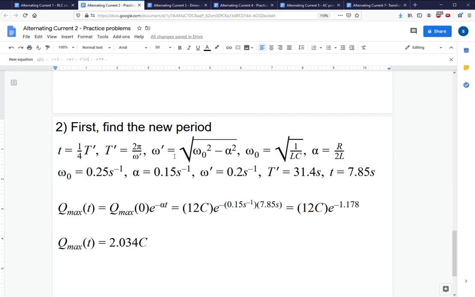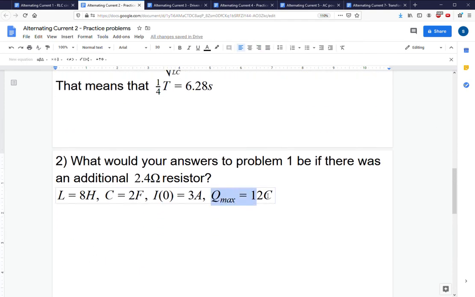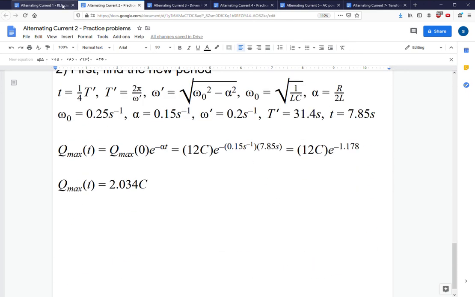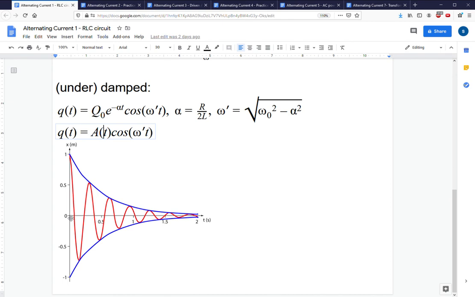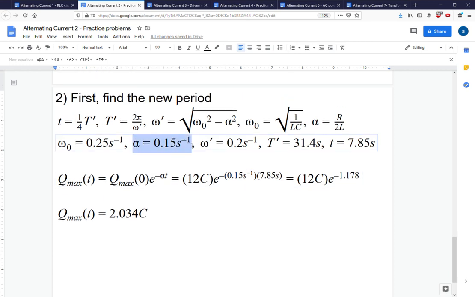Now, from our results of problem 1, we know that the amplitude at time t equals 0 is this 12 coulombs. Now again, the capacitor never actually reaches 12 coulombs. That is hypothetically what it would be if it were fully charged at the beginning. But we can say that the amplitude is equal to that 12 coulombs times e to the negative alpha t. Alpha, we calculated, was this 0.15 per second. Time was 7.85 seconds. So we can plug all of those into this formula right here.